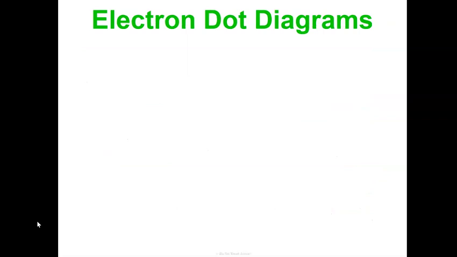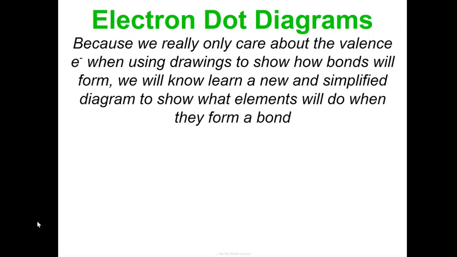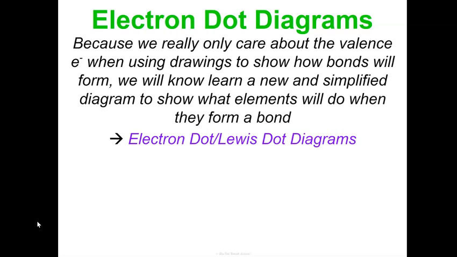Okay, now we're going to spend a little bit of time on electron dot diagrams. You've done these before, right? The Bohr models are the big ones that we just got done doing. The dot models are just the valence electrons. That's all we really care about in bonding anyway. So it makes things kind of easy.